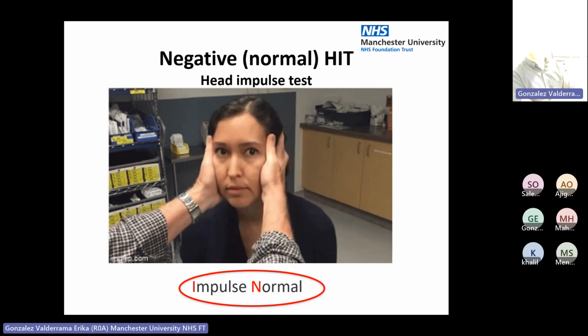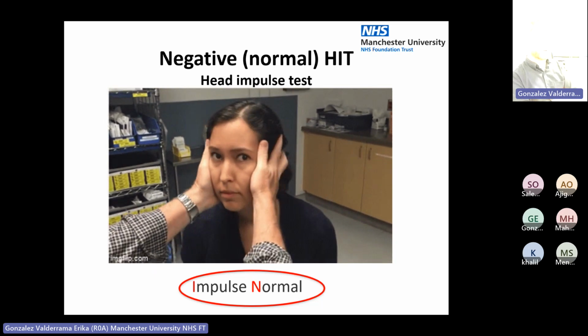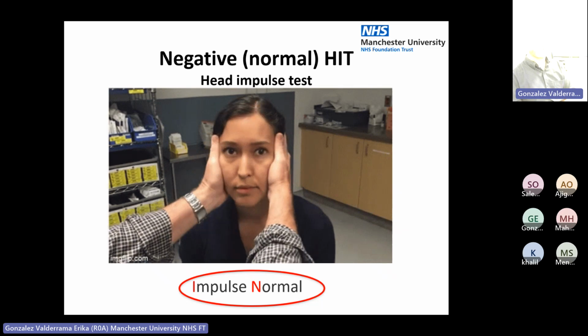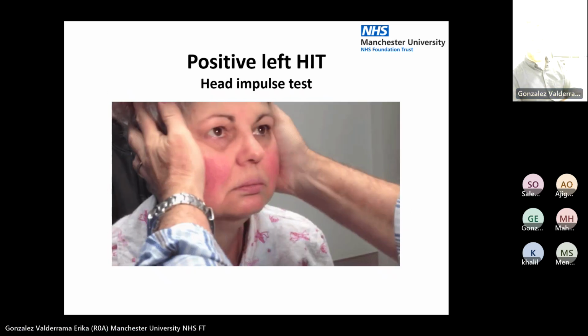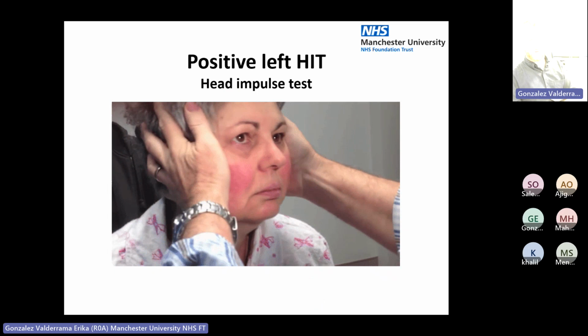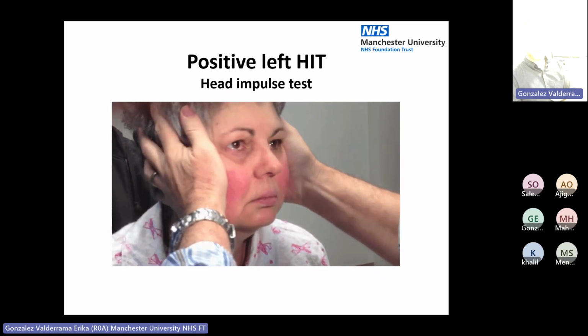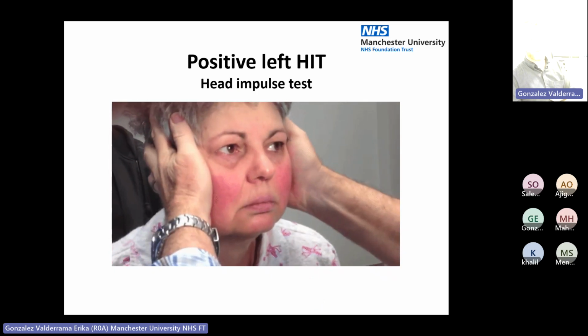So there's no saccade there. The saccade is the fast eye movement that we're looking for, the catch-up saccade. So this is a normal impulse. Now this is a positive one. He's going to go to the right, and that's fine. Now he's going to go to the left, and bonk there.